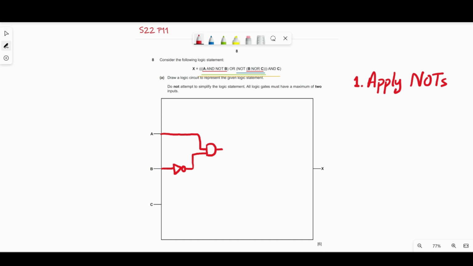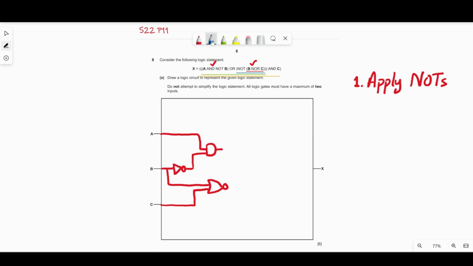Wrong gate. We need to set up a NOR gate in the center of B and C. Center means this is the center of B and C, so my circuit center will be here. This is the OR gate and this is the NOR gate. It receives B and C inputs, so we'll take B from here and C from here. Both of these reds have been done.